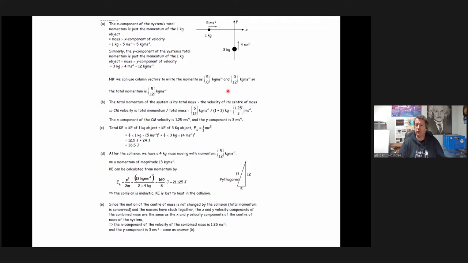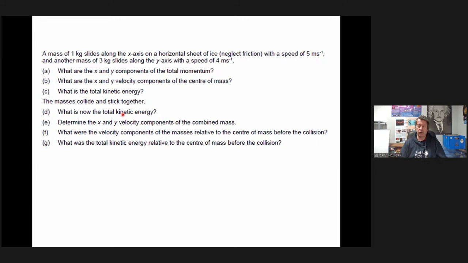And all it does is points out that this is the x point and this is the y, 5 and 0, add to 0 and 12, and you get a total momentum of 5 in the x direction, positive, and 12 in the y direction. And you can calculate that and work out the angle, but you don't need to worry about the angle. So B, let's just go back to the question. B says, what are the x and y velocity components of the center of mass?